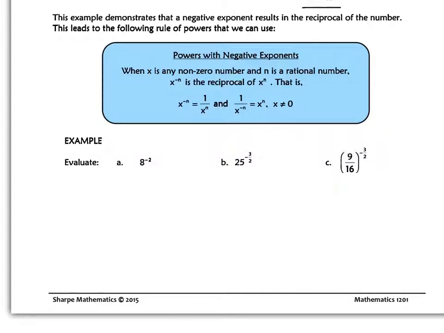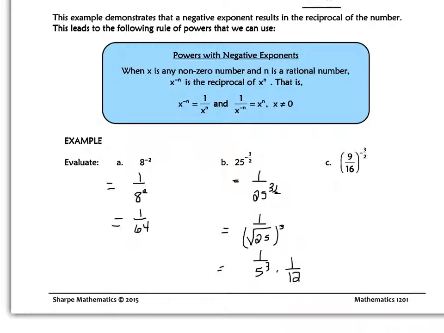So using our new rule, we can define 8 to the negative 2 as 1 over 8 squared, or 1 over 64. And 25 to the negative 3 over 2 would equal 1 over 25 to the positive 3 over 2, which would equal 1 over the square root of 25 cubed, which would equal 1 over 5 cubed, or 1 over 125. 5 cubed is 125, I'm sorry.